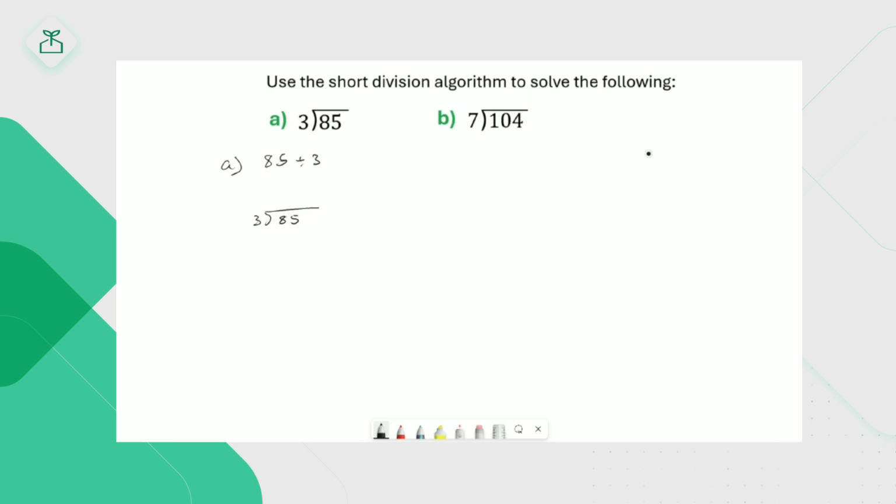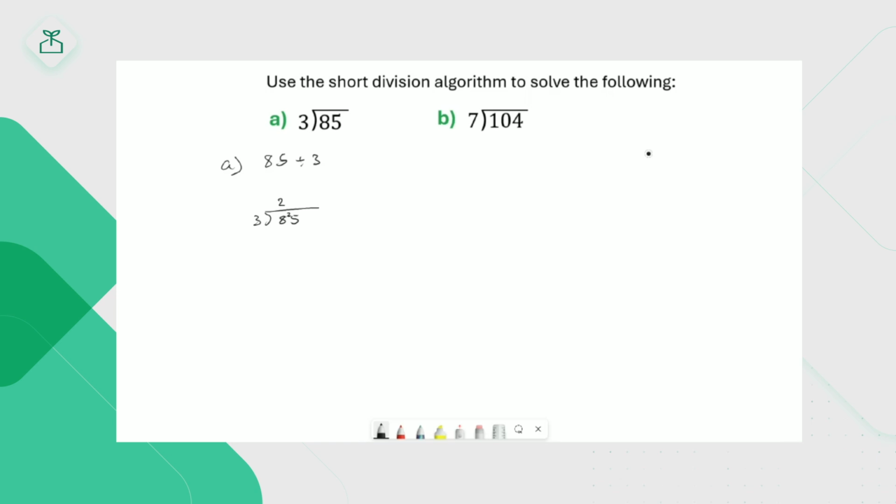We ask ourselves individually, or you can do multiple digits if you feel like it, but it's better to start off with just single digits. How many times does 3 go into 8? Well, it goes in there twice. 3 times 2 is 6, but we can't get any more than that in without it going over that number. So 3 goes into 8 twice, and there's a remainder of 2, which we just bring down here.